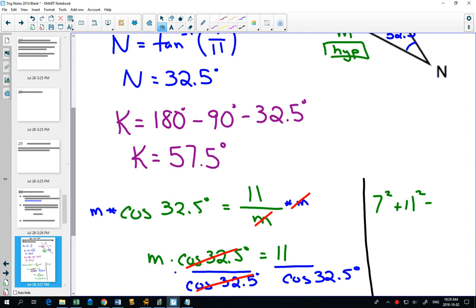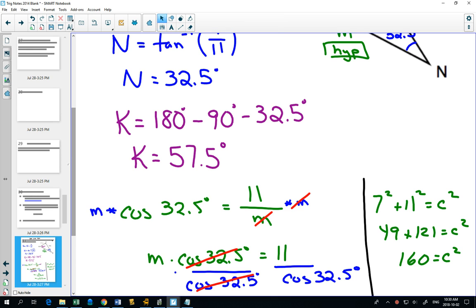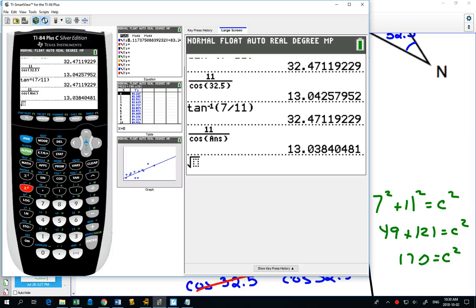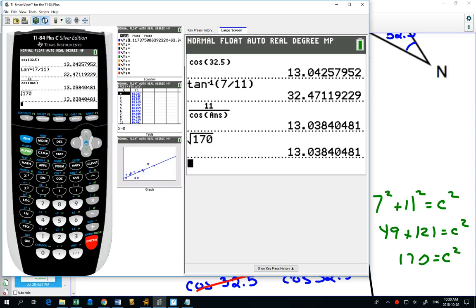plus 11 squared equals c squared, 49 plus 121 equals c squared. This gives us 170, thank you. 170 equals c squared. If we go to our calculator and do the square root of 170 and push enter, two things I want you to notice. I want you to notice that this number and the number right above it are identical.